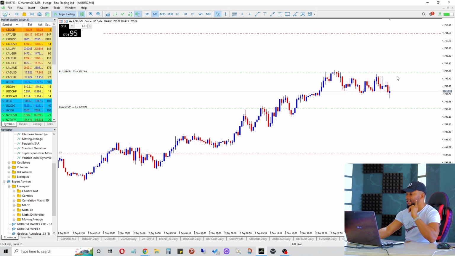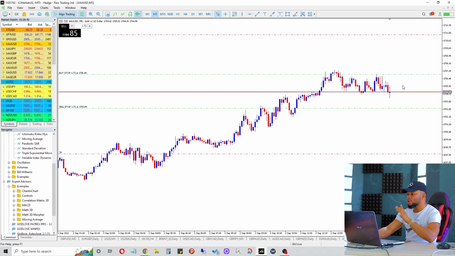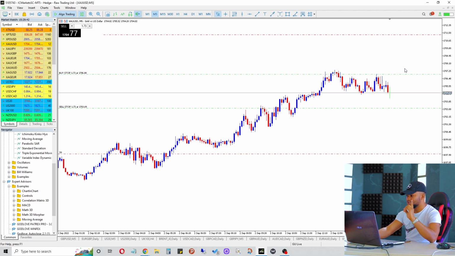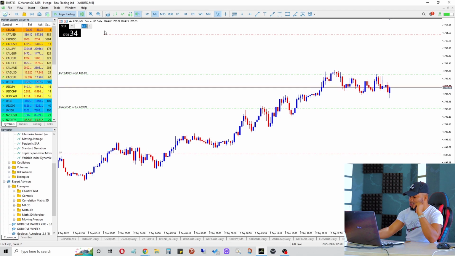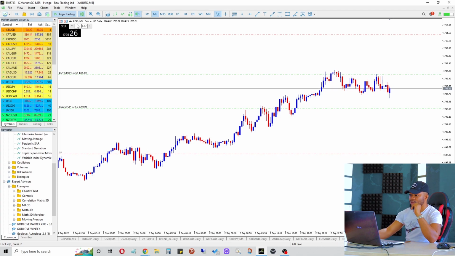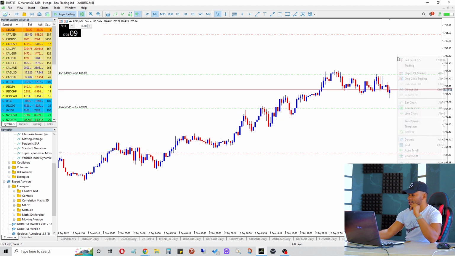So we go back here. The most important thing is none of the positions is supposed to be triggered before the news is released. That's something you guys need to know. None of the positions are supposed to be triggered before the news is released. So you guys need to know that. So let's go back here.